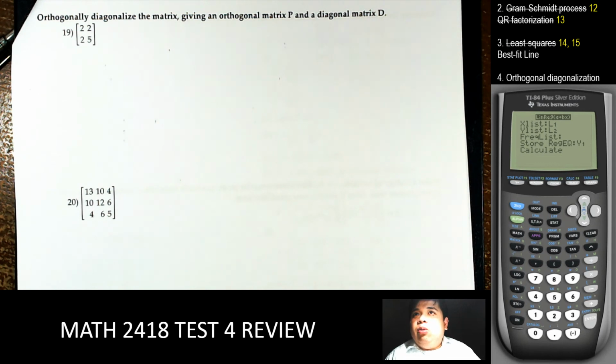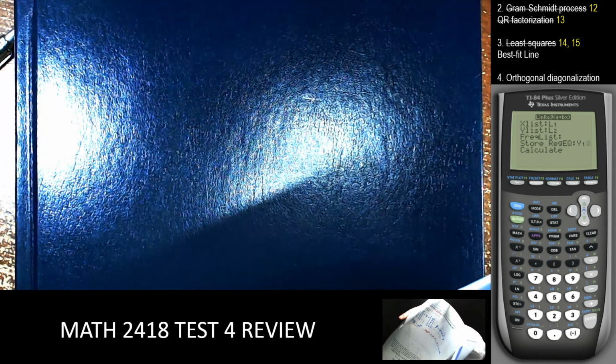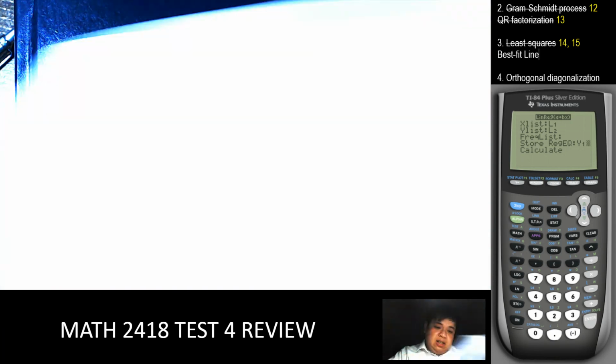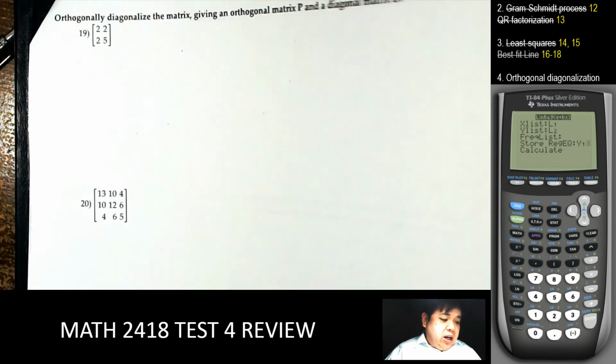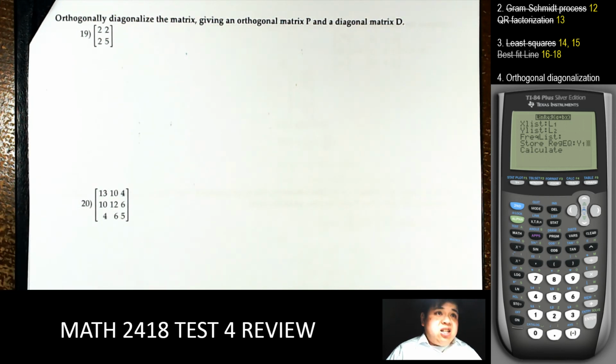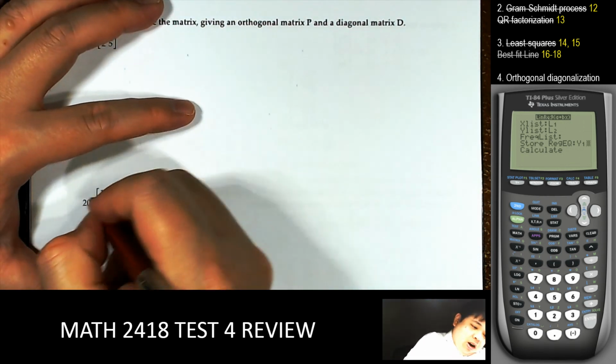Right, best fit line. We did 16, 17, and 18. Apparently we don't need a lot of space for those problems. We actually need a lot more space for 19 and 20. The idea is about the same, but I think I'm going to omit number 20 because that takes a lot more work. So let's omit 20.